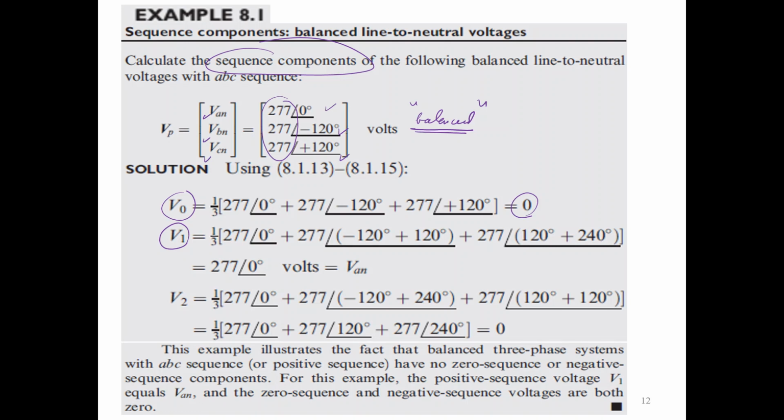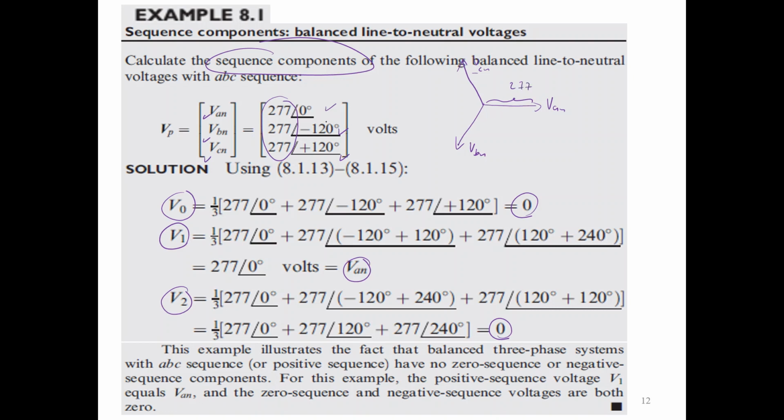The magnitude of the positive sequence itself is VAN, okay? And the negative sequence of this set is 0. Why is it so? This is a nice transformation. You see VAN here, VBN over here, and VCN. Okay, draw from VP, given VP with the length of 277, right?